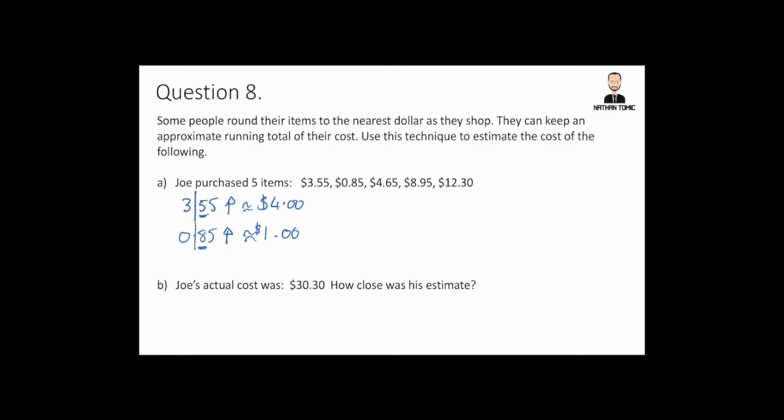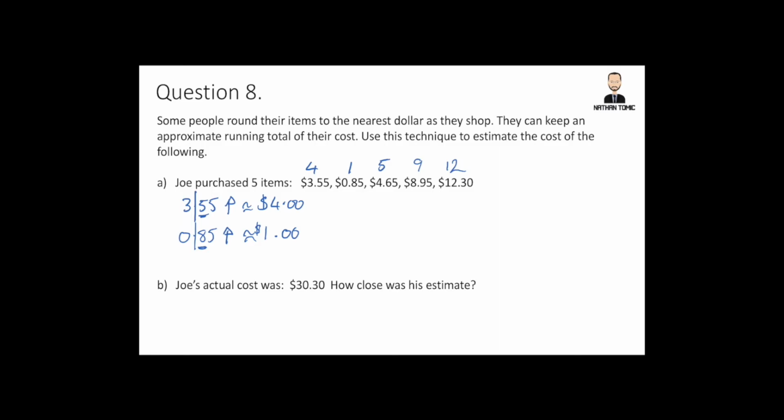Okay, so as I said, I'll just do the first couple like that. Please make sure you do all of them. You need to practice the rounding process. But essentially, the first one would round to be $4. This would round to be $1. This would round to be $5. This would round to be $9. And the last one would round down to be $12. So rounding up to be 4, rounding up to be $1, rounding up to be 5, rounding up to be 9, and rounding down to be 12.